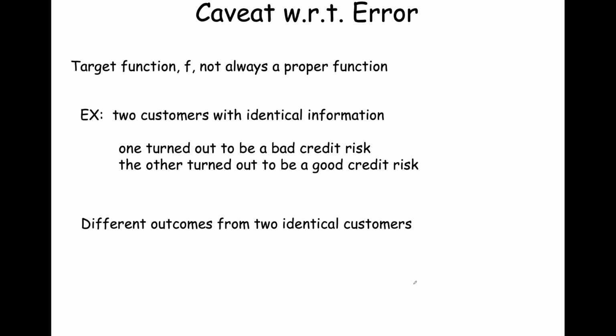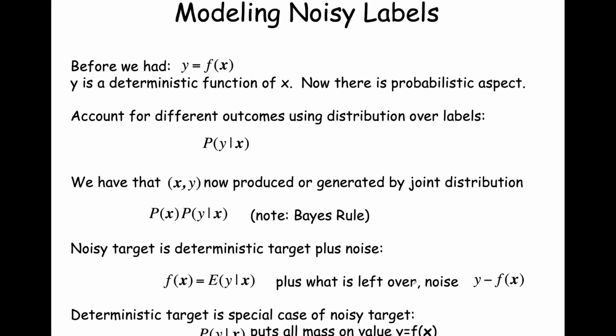And so the target function itself, if we turn our attention to it, it's not always a proper function. Take, for example, the credit approval problem: you might have two customers that have identical information, years in residence, salary, years of education, and so forth, but one turned out to be a bad credit risk and the other a good credit risk. So you can have two outcomes from nearly identical or precisely identical customers or input vectors.